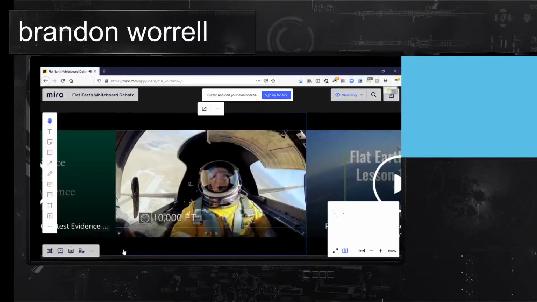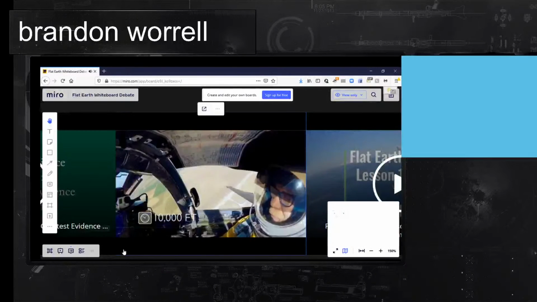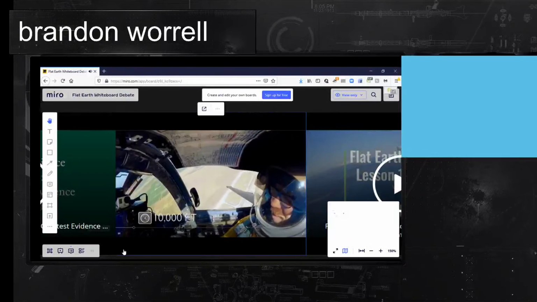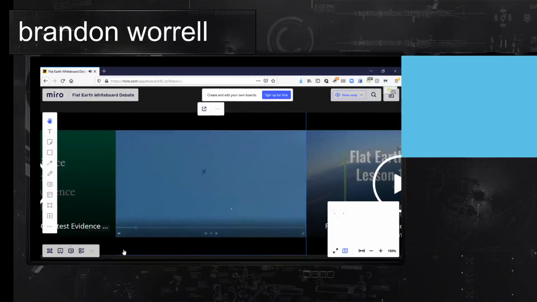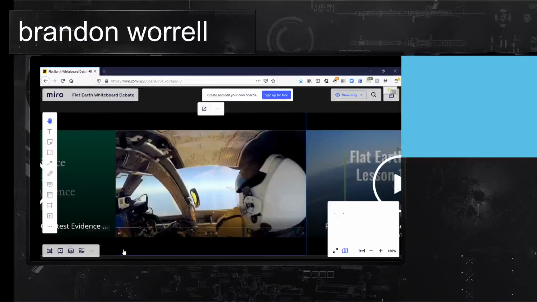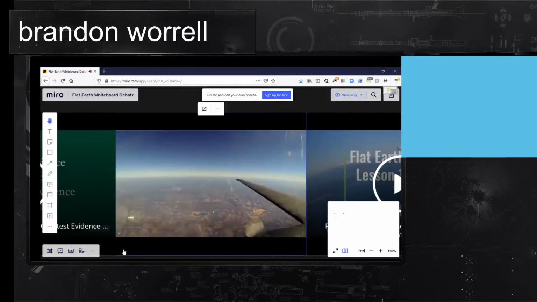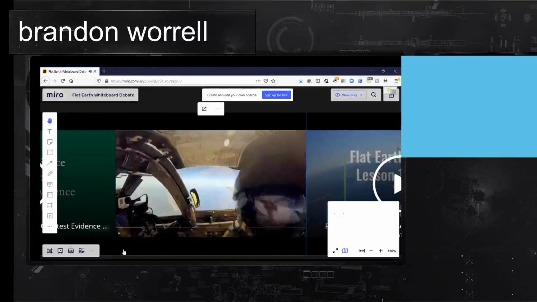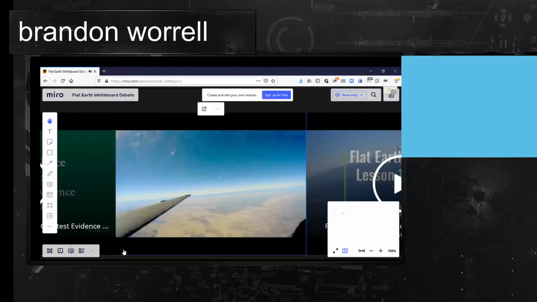So this is an episode of Mythbusters called, I believe, Flight of Fantasy. And Adam Savage here, who's one of the actors on the program, is in this U-2 plane and is being taken up to a height of 70,000 feet. So let's go ahead and watch some of the video footage here and see if you can spot some of these things.